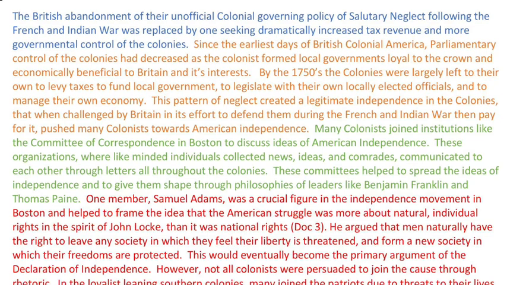Now you'll notice that this is basically what I said in the thesis, except now I'm adding a couple other things. I'm adding the increased tax revenue and more governmental control. I'm adding a little detail. I'm demonstrating that I know more than just this term that I memorized from a Quizlet. It's demonstrating that I have a greater understanding of the history.